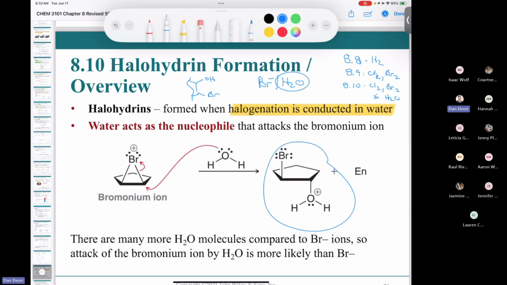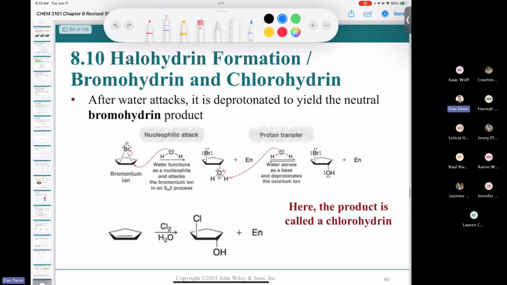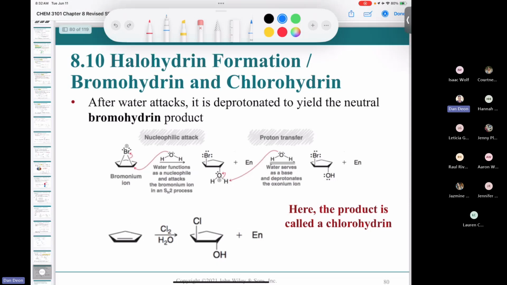So you're going to end up with this kind of intermediate. Again, it's going to proceed with anti-addition. Why? Because the water is going to attack the less hindered face. Now, if you're looking at this and going, well, that's got a positive charge, I don't like that, what's going to happen is another molecule of water is going to come in and do a proton transfer that you see here, so that you end up with your halohydrin. If you do it with chlorine, it's called a chlorohydrin. So you end up with the anti-addition product plus its enantiomer.